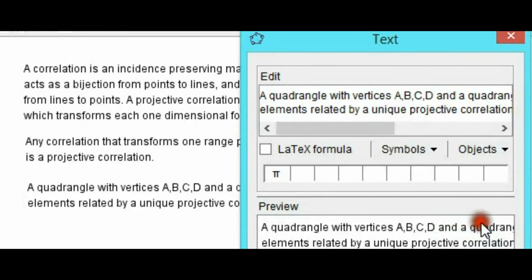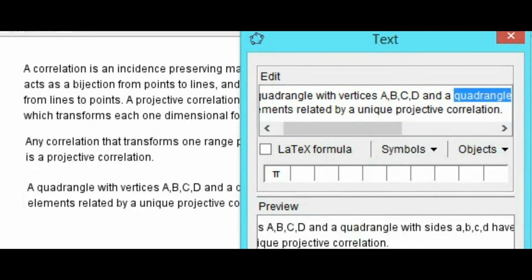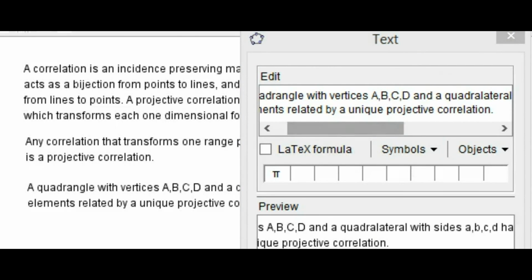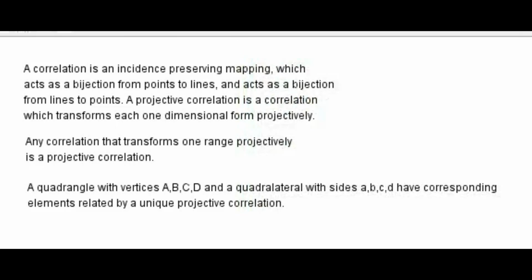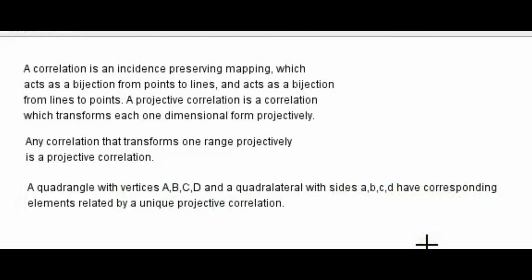Excuse me, I've spelt this wrong. I ought to have put quadrilateral here. There we go. Yes, we want to be sending a quadrangle to a quadrilateral, of course. And given how that's achieved, while respecting the labels of things, that's enough information to uniquely determine a given projective correlation. So such a thing always exists, and the info uniquely determines it.